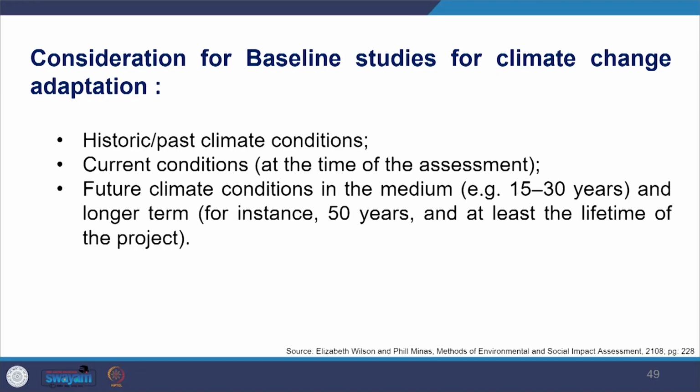Further, we see for the purpose of baseline studies for climate change adaptation, you would be required to identify certain conditions. For example, you need to look at the historical past climatic conditions, the current conditions, then the future climatic conditions with a 15 to 30 year time period, and a longer time period of 50 years to 100 years or beyond the lifetime of the project. Your future climatic conditions can be identified through available climate change projections, so you can also refer to that.